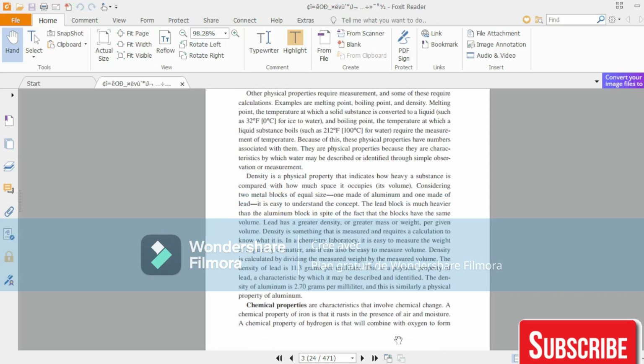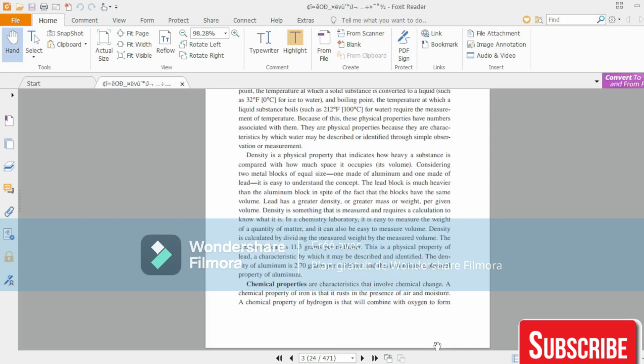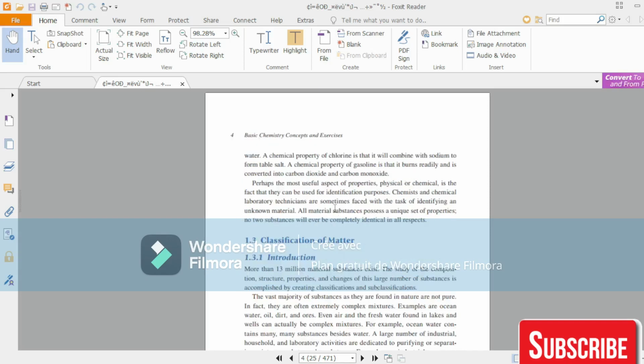The chemical properties are characteristics that involve chemical change. The chemical property of iron is that it rusts in the presence of air and moisture. The chemical property of hydrogen is that it combines with oxygen to form water. A chemical property of chlorine is that it will combine with sodium to form table salt. A chemical property of gasoline is that it burns readily and is converted into carbon dioxide and carbon monoxide.